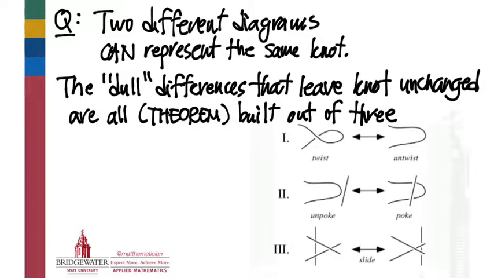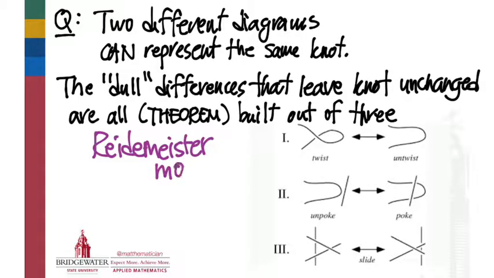The 3 moves that we can do to a diagram that leave the diagram different, but leave the knot the same, are all built on a foundation of these 3. These 3 are called the Reidemeister moves. Reidemeister, of course, named for the person who proved the theorem that's being alluded to here. And when we refer to them, we'll call them type 1, type 2, type 3 if we're being fancy. Or if we're being less formal, we'll call them the twist, the poke, and the slide.